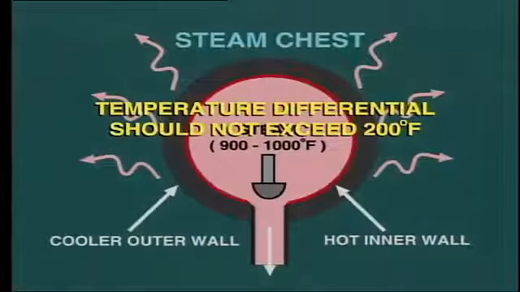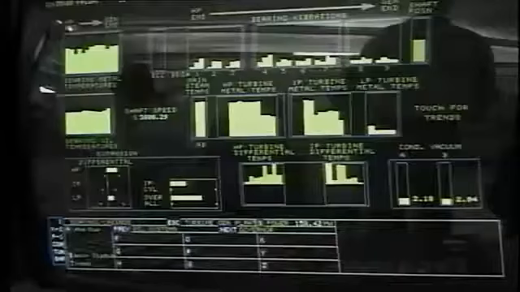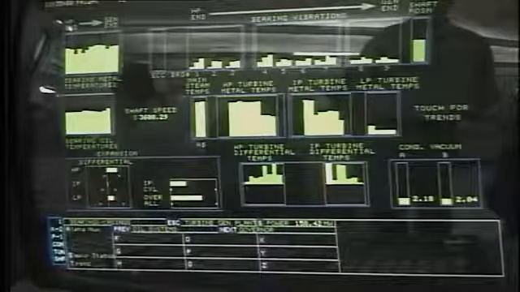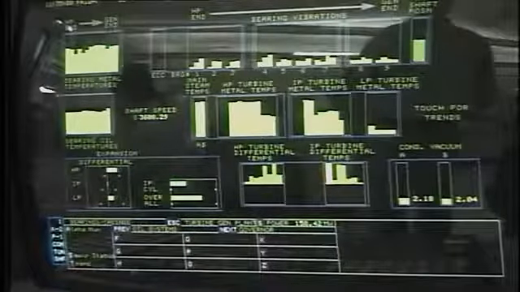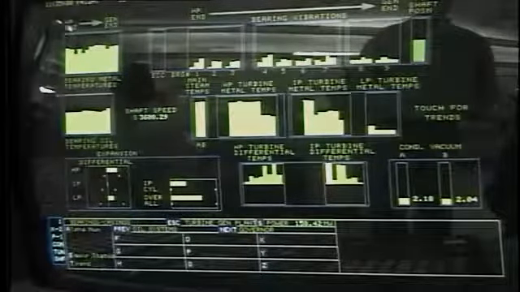Another accepted limit states that the temperature differential across the walls of pipework, steam chest, and so on should not exceed 200 degrees Fahrenheit. On most modern turbines, thermocouples are embedded into metal components at various strategic points, such as the steam chest and shell inner and outer surfaces. These temperatures are usually recorded to give the operator guidance during startup. You must make sure to learn and remember the limits which are established for each of your turbines.